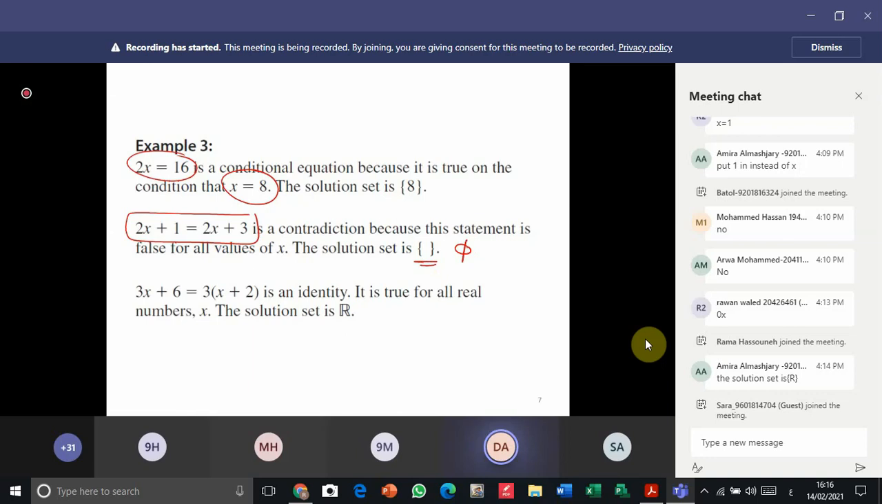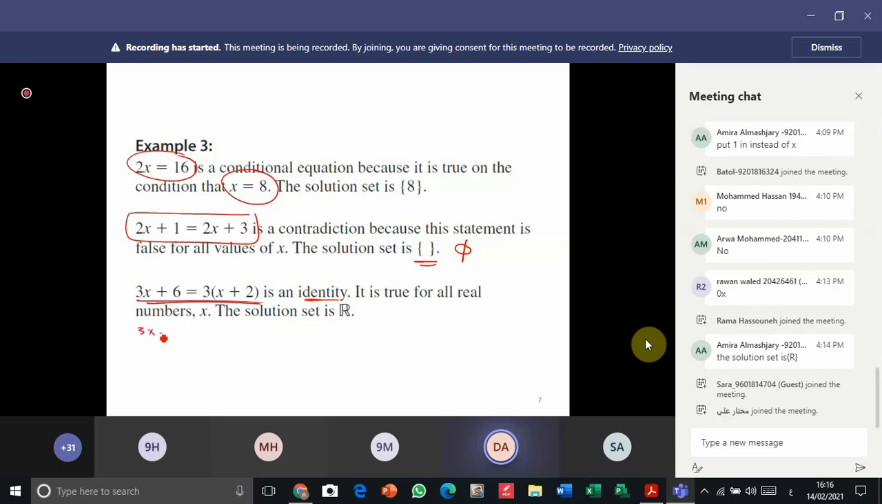Another type, identity, is always correct for any value of x. Why? Look at this, 3x plus 6 equal 3x plus 6. This is the same expression on both sides. 3x minus 3x equal 6 minus 6. So we have 0 equals 0 always on both sides. So the solution equals what? Equals R.